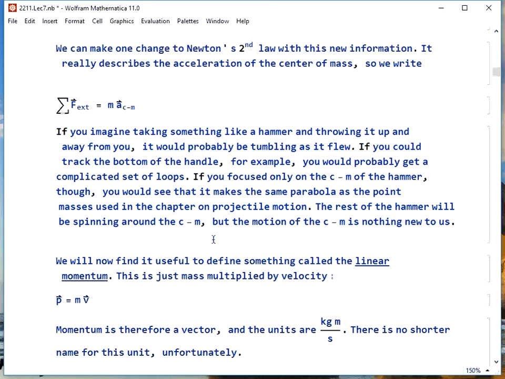The way you can imagine this being important is if you take something like a baton or a hammer and throw it in the air, you know it would probably tumble end over end as it flew. And if you put a marker on the bottom of the handle, you'd see it making this complicated pattern of loops as it flew through the air. However, if you just put a dot on the center of mass of the hammer, you'd see it makes the same arc, the same parabola, the same path that all of our point masses, our rocks, used when we were looking at projectile motion. The rest of the hammer spins around that, but the center of mass itself just moves in a simple way.